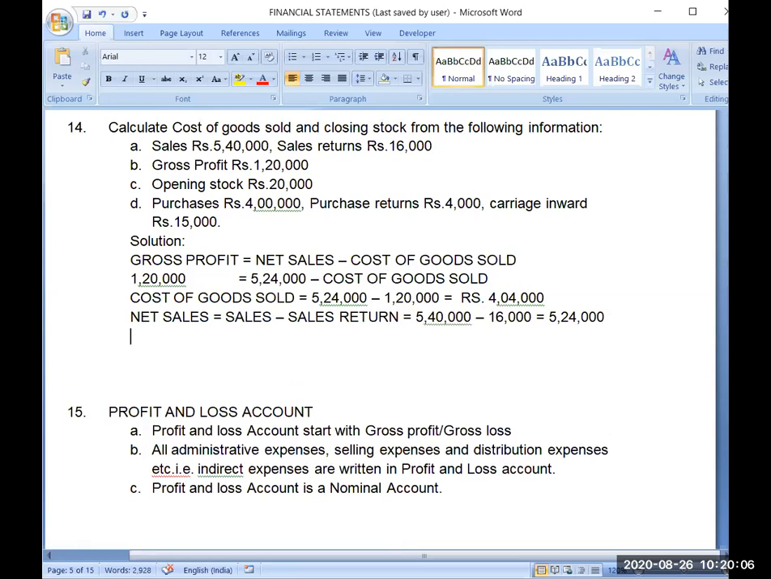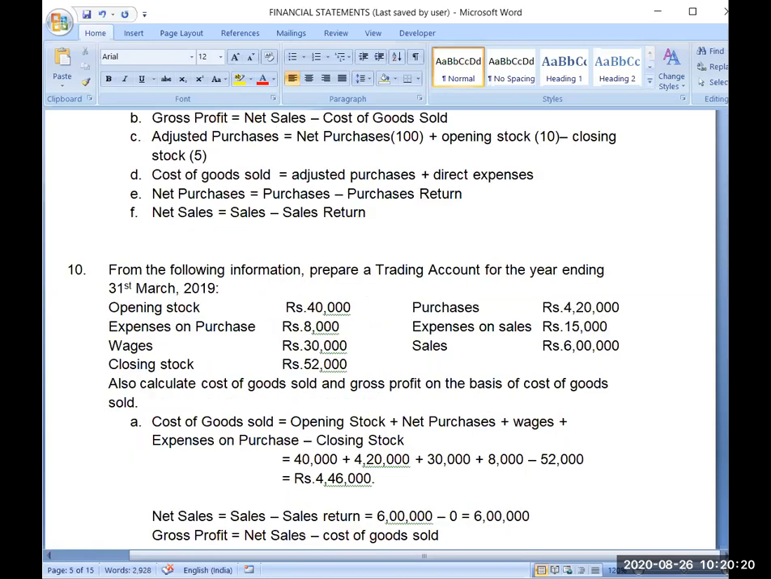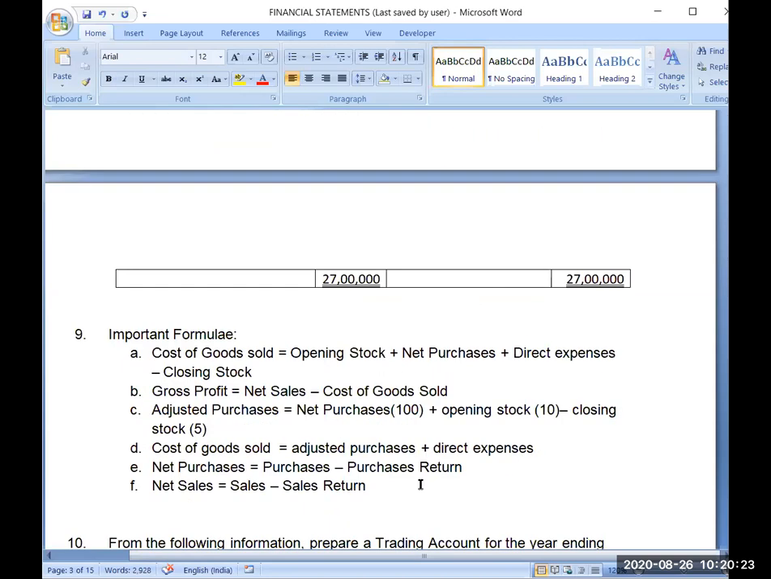Now next part is, so first part I have completed, cost of goods sold I have calculated. Now second part is I have to calculate the closing stock. Now recall a formula which we have done yesterday in which you find the value of closing stock. Out of these formulas, identify the formula in which you are finding closing stock and tell me which formula. Point number A, B, C, D, E, F. So you can tell me in which point number you are finding any formula which is having closing stock.